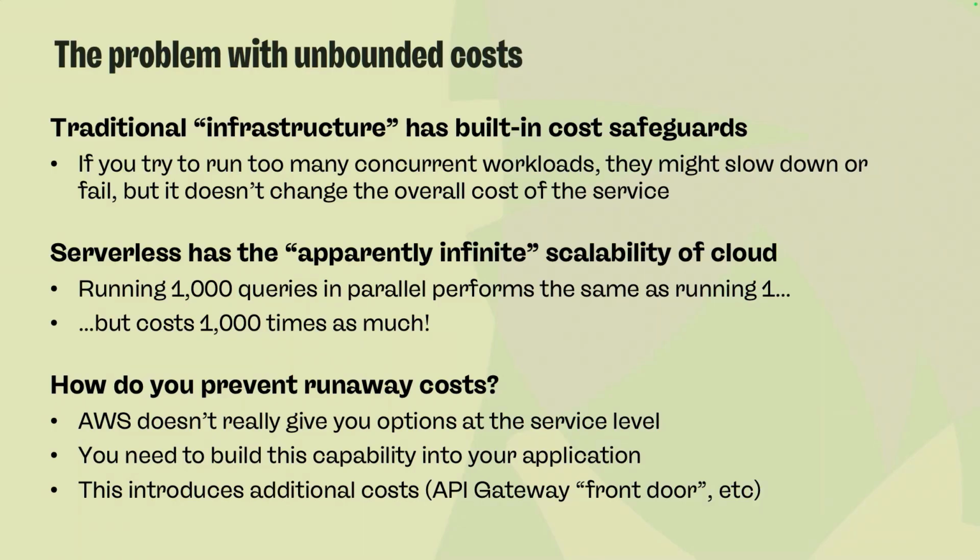So how do you prevent runaway costs? If you know the answer, please come and see me afterwards because I genuinely don't know. AWS doesn't really give you options at the data plane level, not very easy to implement. You can build your own things. I've seen solutions which build an API gateway front door that throttle things, that try and build it into the application to authenticate the number of requests per second. But really, you need to build this into your application. There's not much that you can do within AWS.